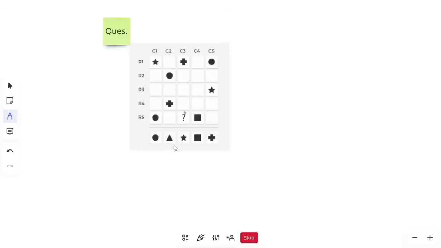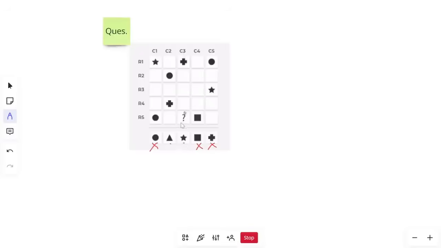Let's now see. First of all, we will try to eliminate which cannot come. Circle cannot come obviously because circle is already there once in this row, so more than one circle cannot come again. That is why we have eliminated circle. In the same way, we eliminate square also, because square is also there in the same row. We can also eliminate plus because plus is already there once in that column. Now we are left with only two symbols, that is star and triangle.